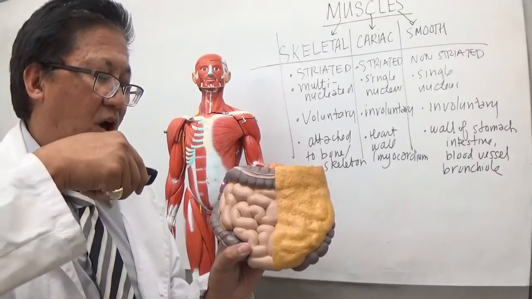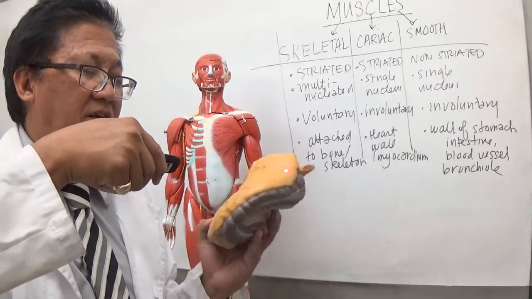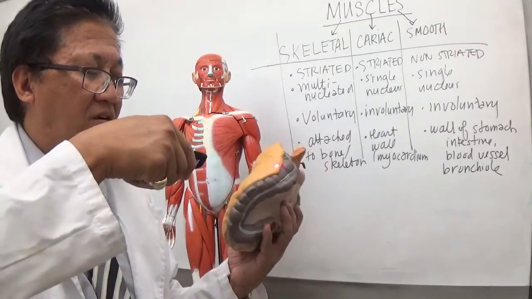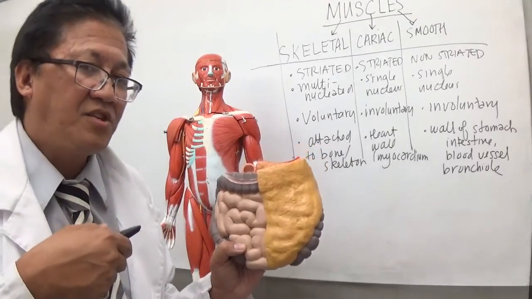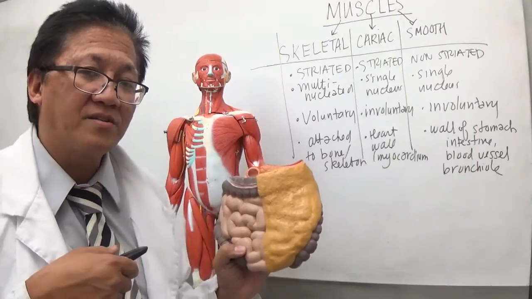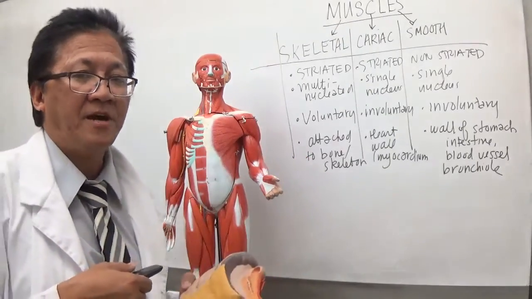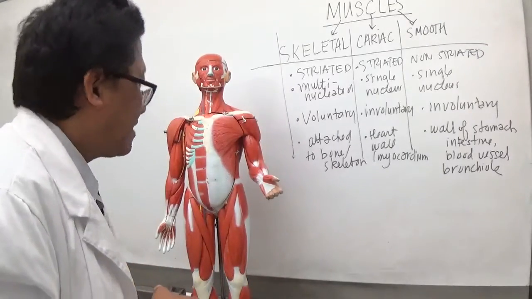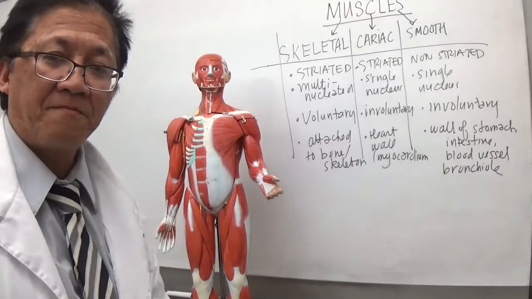This is the ascending colon. This is the cecum, ascending colon. This would be the transverse colon, descending because it goes down, colon, sigmoid colon, the rectum, and the anus. Essentially, these muscles are found within the walls of these hollow organs. So what kind of muscles do you find here? Your smooth muscles. Now, it's important, therefore, to be able to differentiate one from the other.